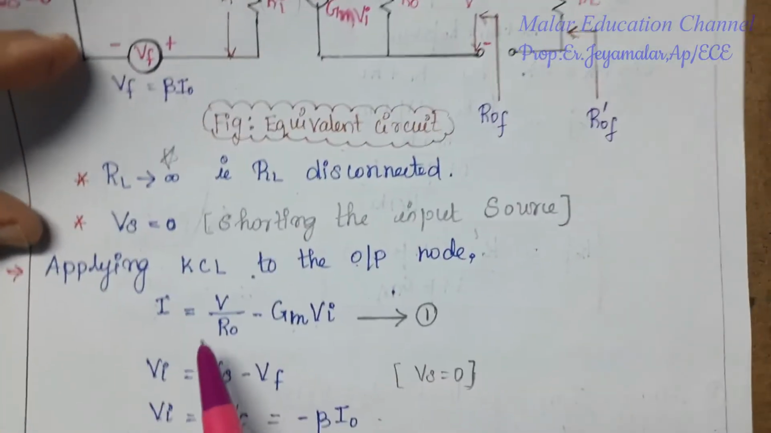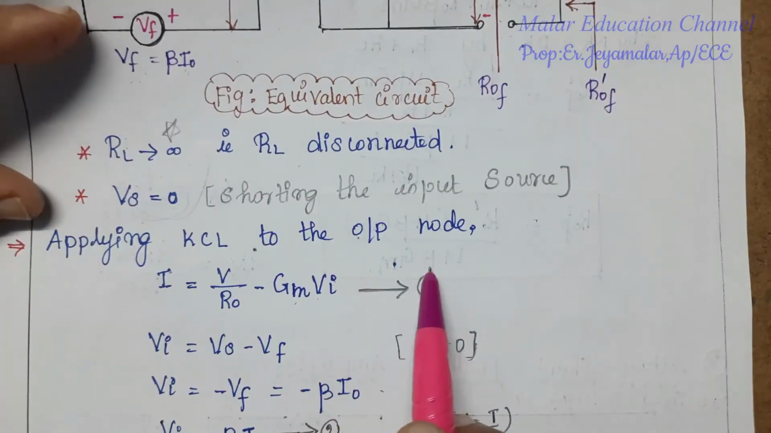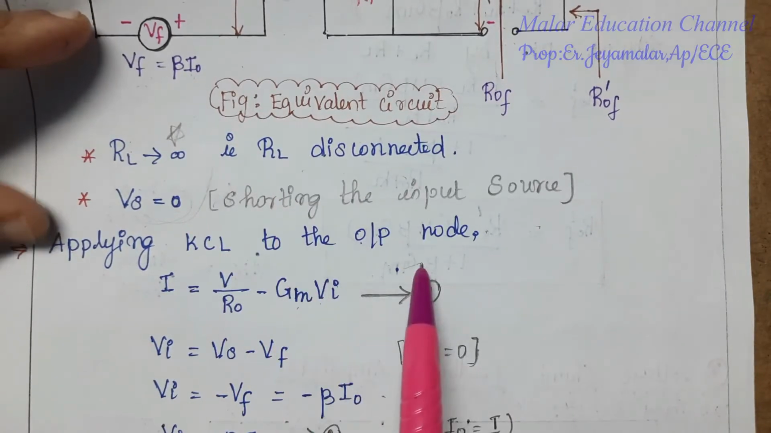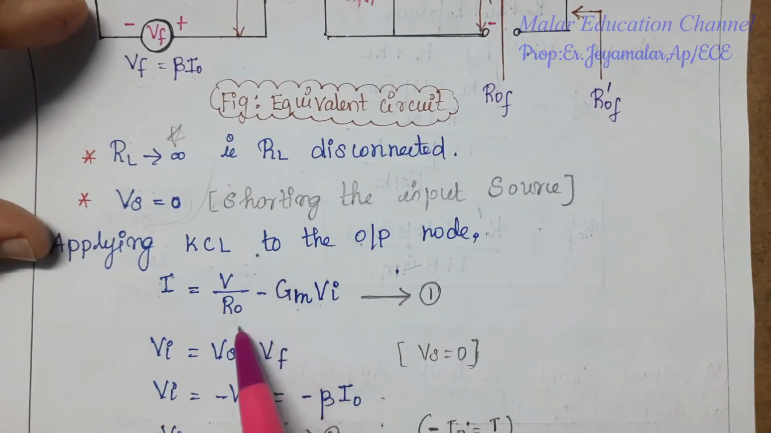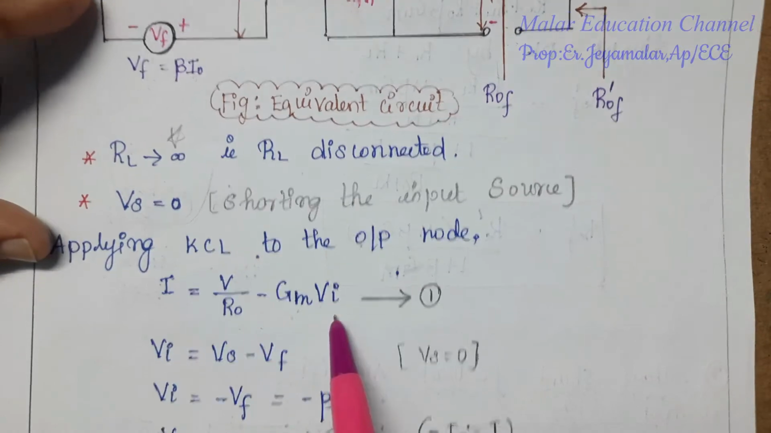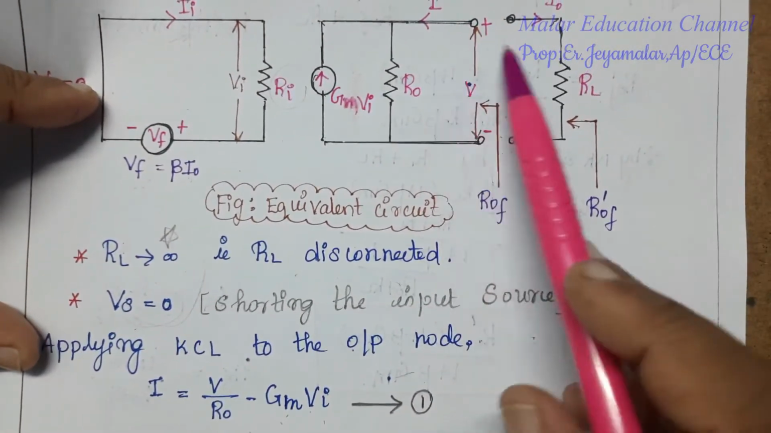Here, applying Kirchhoff current law to the output node, I equal to V by R naught minus Gm into Vi. Since Vi is zero, I equal to V by R naught.